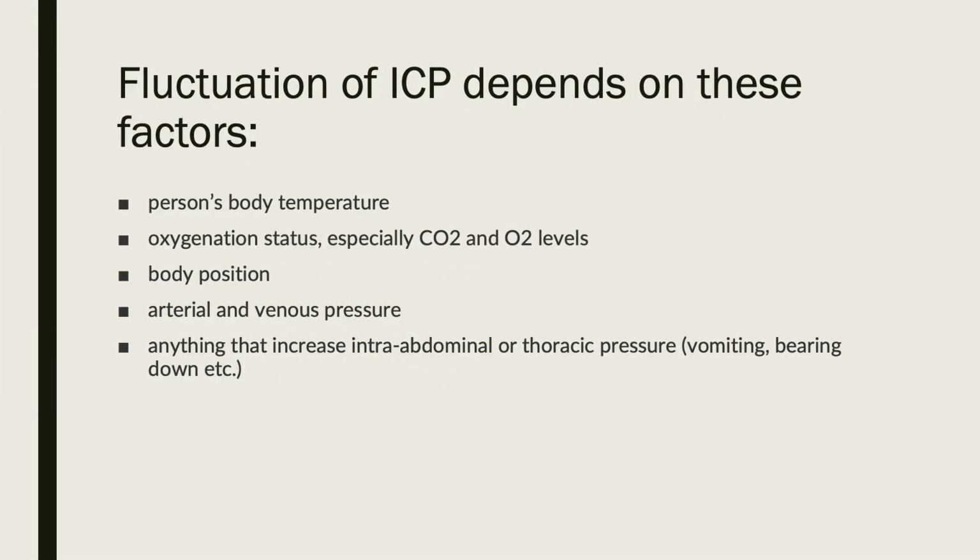And there are fluctuations of intracranial pressure that depend on these factors: a person's body temperature, the oxygenation status, especially carbon dioxide and O2 levels, body positioning, arterial and venous pressure, and anything that can increase intra-abdominal or thoracic pressure, like vomiting or bearing down. So just remember that the brain needs oxygen and proper nutrients so the brain can do its job.